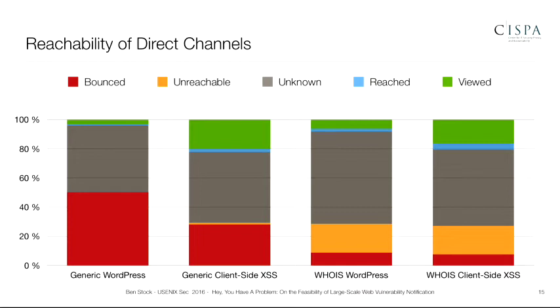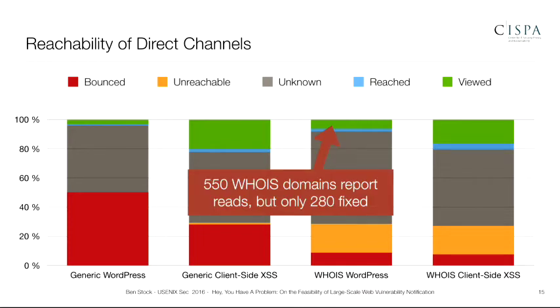And I want to point your attention to this part here, because this accounts for 550 domains in the WHOIS group, which we could reach in terms of they viewed a domain report, right? So they knew about the vulnerability. However, only 280 were fixed on top of the control group. So apparently, it's not enough to get people to view the report, but there must be some other factors as well. And I will come back to that in a couple of slides.